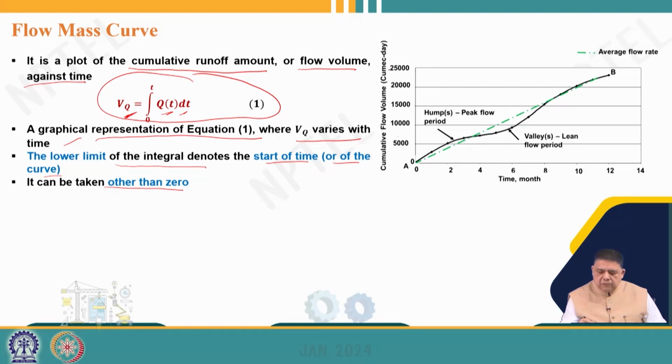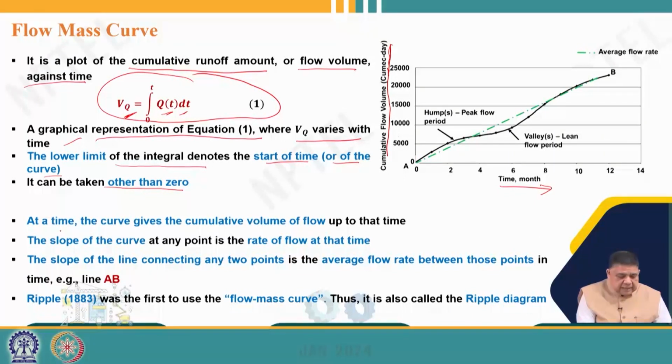So, cumulative flow volume is in cubic day. Of course, volume we can put in cubic meters, but just to keep it simple we use cubic day, so that the numbers are reasonable, and here the time could be month, it could be weekly, whatever. And the black line is nothing but the mass curve. At any time the curve gives the cumulative volume of flow up to that time.